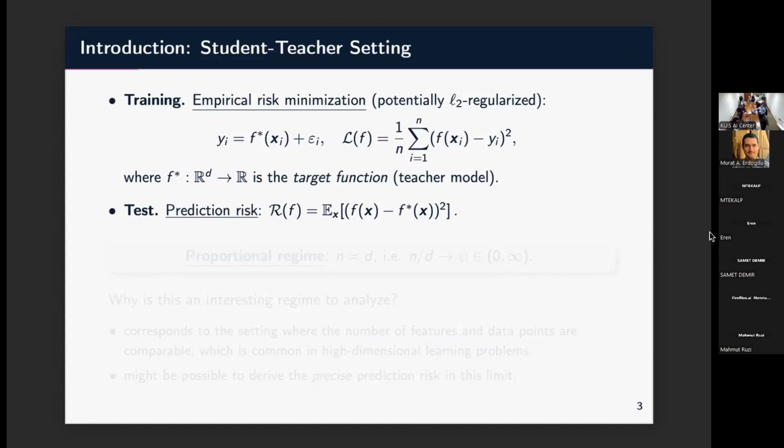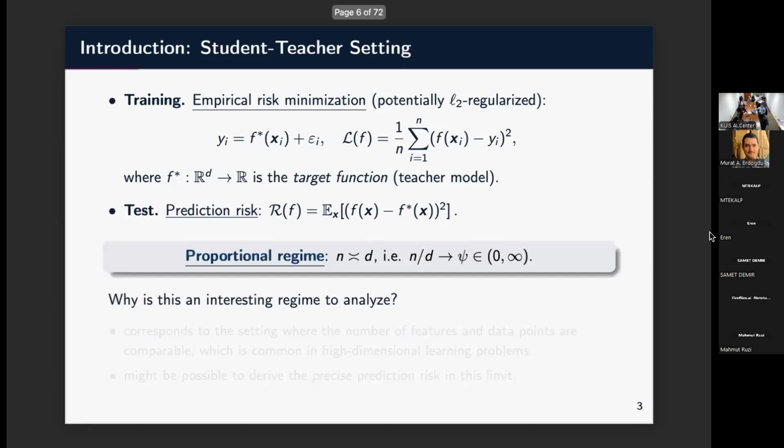So I want to stick to the proportional asymptotic regime. What is that? That means that the number of samples n is proportional to the input dimension d. This is basically saying that the ratio n over d converges to a constant denoted by the Greek letter psi, ranging from 0 to infinity. If this is large, that means that the number of samples is much larger compared to the dimension. If it is small, the other way around. But it's important that it's the proportional asymptotic regime. That means one of them is not a polynomial in the other. They are linearly scaling with each other.